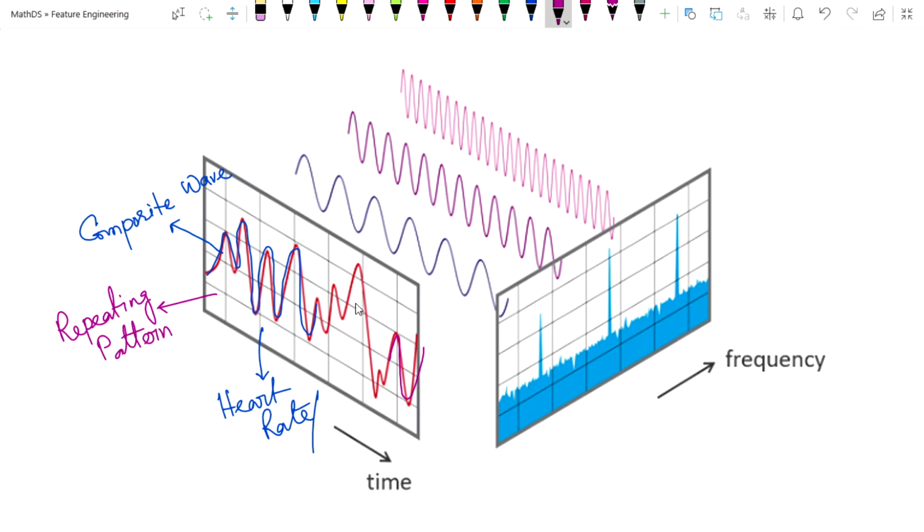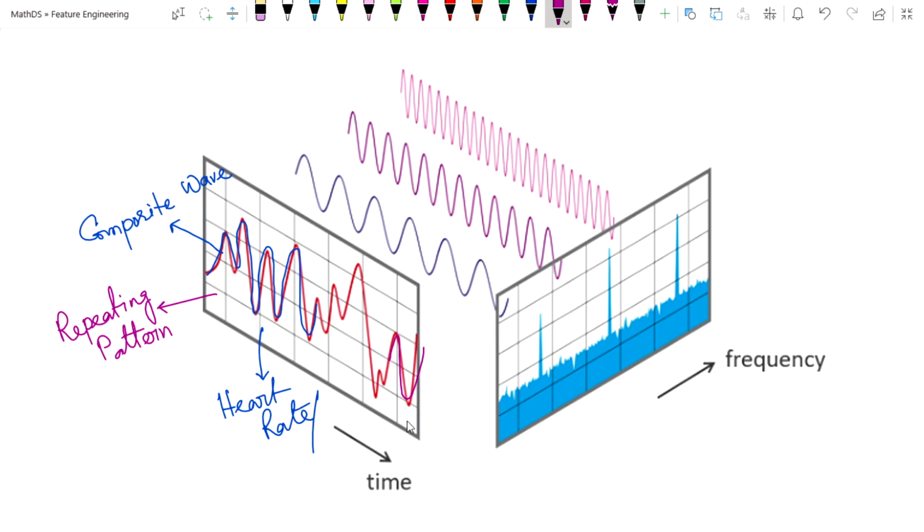It's a repeating pattern. Now try to understand the geometrical intuition of this Fourier decomposition. If you apply the Fourier decomposition technique on this plot, on these waves, which is a composite wave, you find something beautiful like this. The Fourier transformation helps us convert this curve from the time domain to the frequency domain.